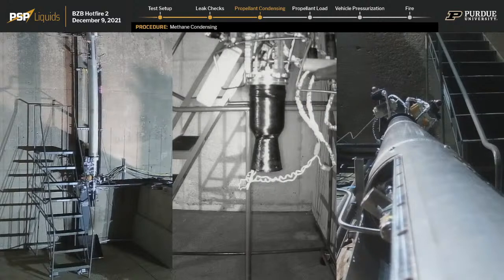So, an interesting topic is our chamber and nozzle. Is it ablative? Is it regenerative? What is it?